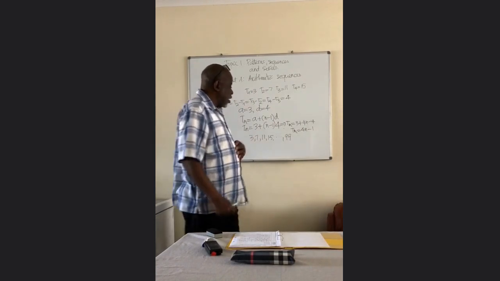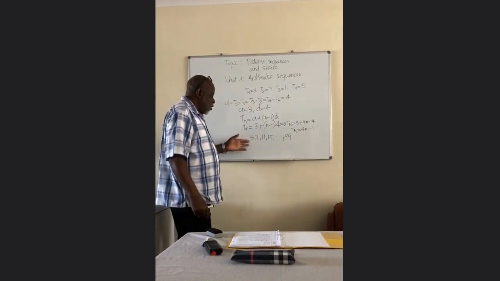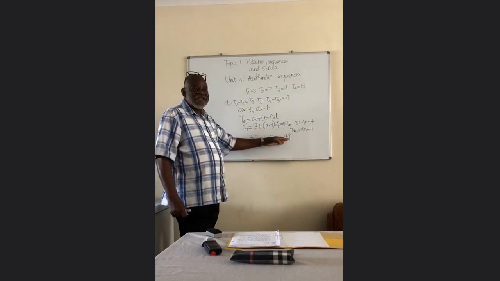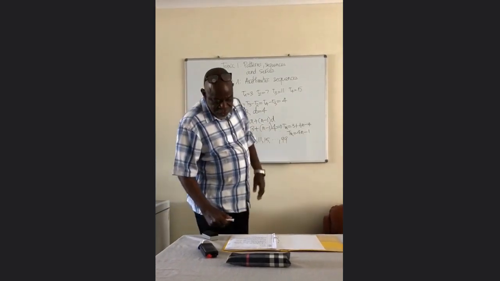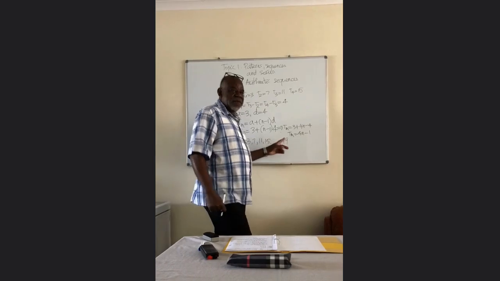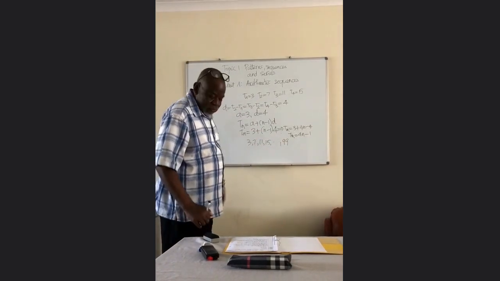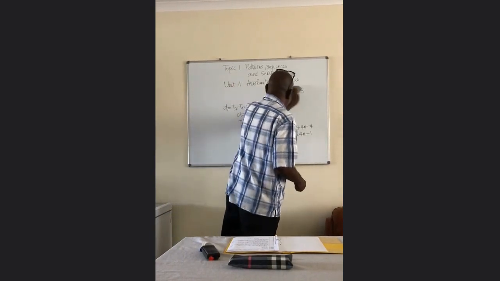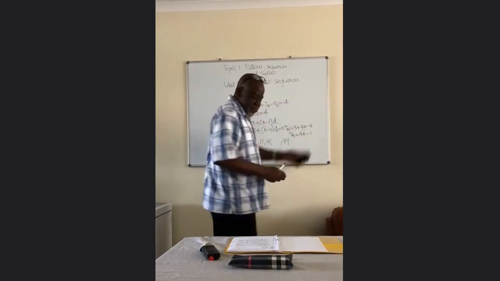As you can see, our first term is 3, the last term is 99. We're going to try and get what is the position of this last term. So I'm going to clean the board so that we'll be having some space to do our calculations.